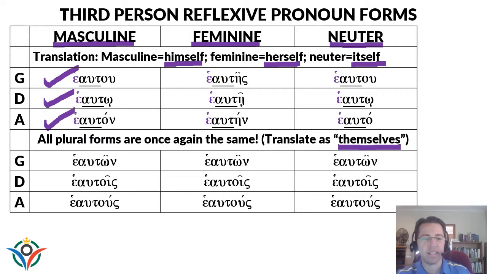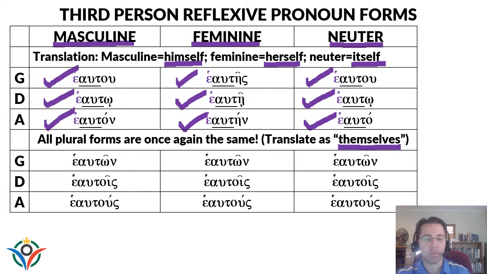The feminine forms, we have hautēs, hautē, hautēn. And in the neuter singular forms, we have hautou, hautō, and hauta. So notice that the masculine and the neuter forms are exactly the same, except for the accusative singular, where the neuter does not have the nu at the end.